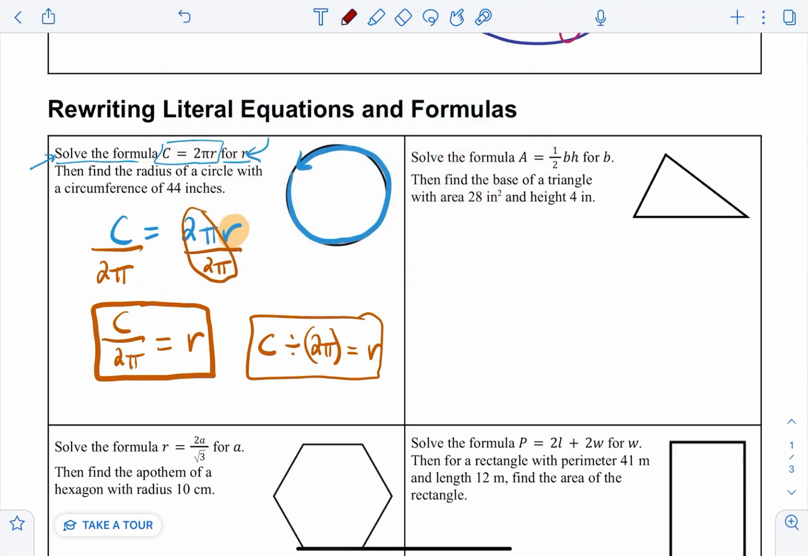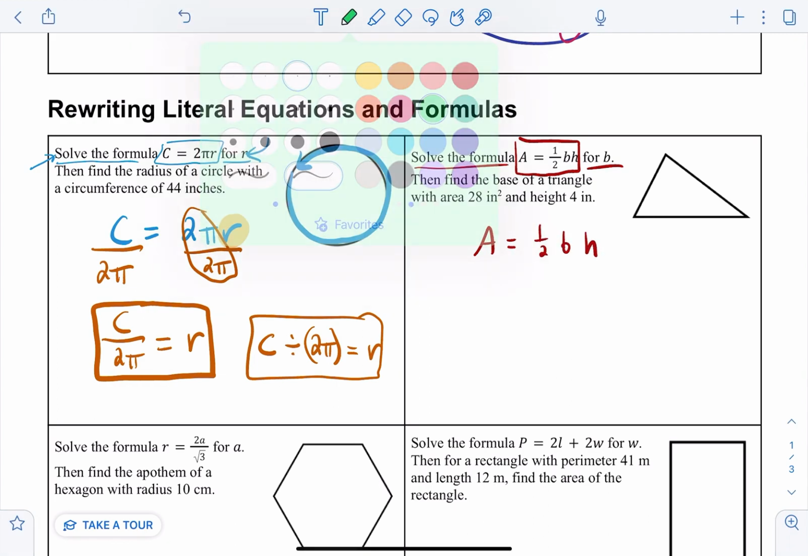Jumping over to the triangle, this here is the area of a triangle, of course, half times base times height. We're asked to solve the formula for the variable b. And so if I write out this formula first of all right here, you can see that we're going to have to undo a couple things. We're going to have to undo the multiplication of 1/2. So if we just focus on that part first, in order to undo the multiplication of 1/2, you can multiply by the reciprocal.